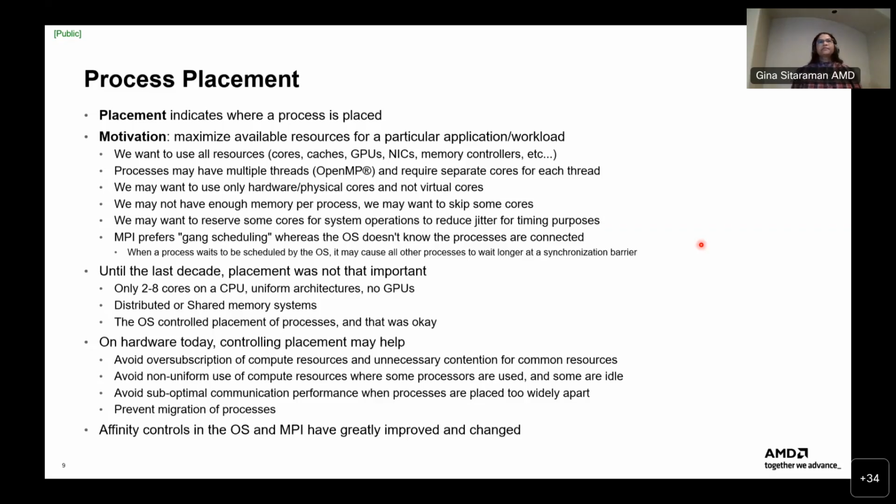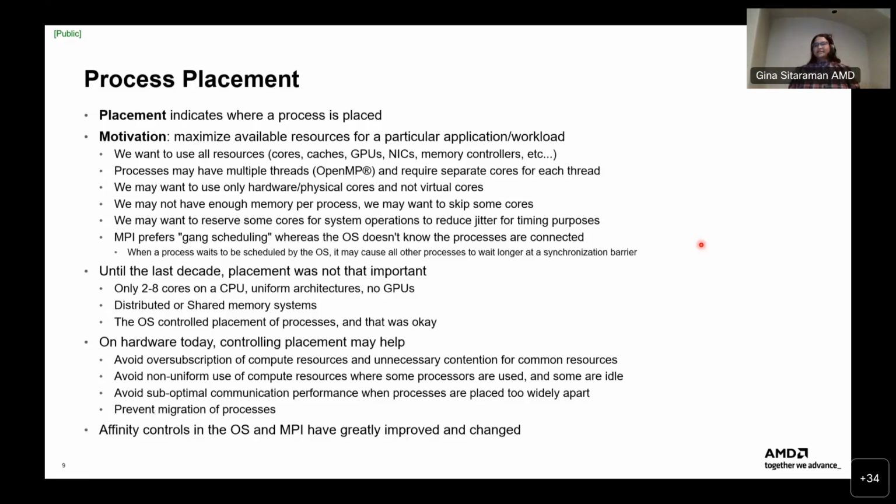And also, when we are running MPI applications, MPI prefers gang scheduling, but the OS doesn't know that these processes are connected. So when we have a synchronization barrier, if one of the processes is getting rescheduled by the OS, all the other processes in the same ring are waiting at that synchronization barrier. So we would like to avoid such situations. So affinity helps. That way the OS does not reschedule processes or their threads.